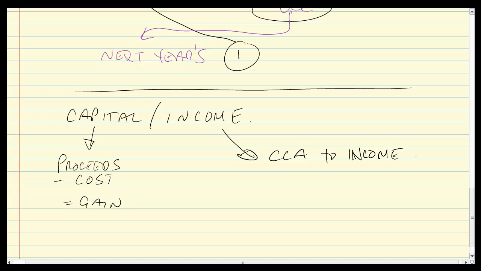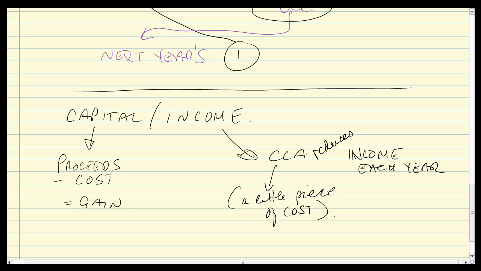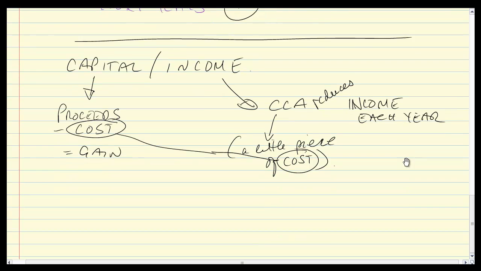So CCA, let's just put it this way, CCA reduces income each year. And what is CCA? CCA is just a little piece of cost, right? So we think, okay, wait a minute. So this cost is exactly the same cost. And so it's going to both reduce a gain and it's reducing income as we go. That doesn't seem quite right. And that's the problem. Okay, so that does create a problem.